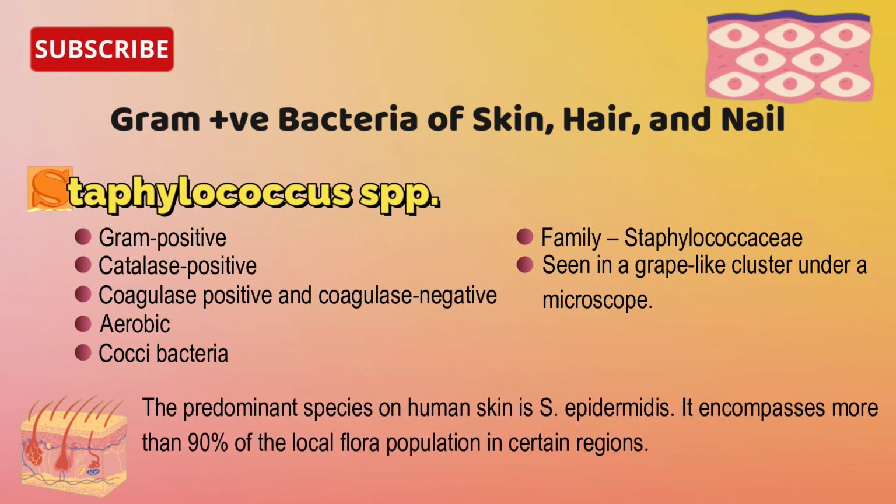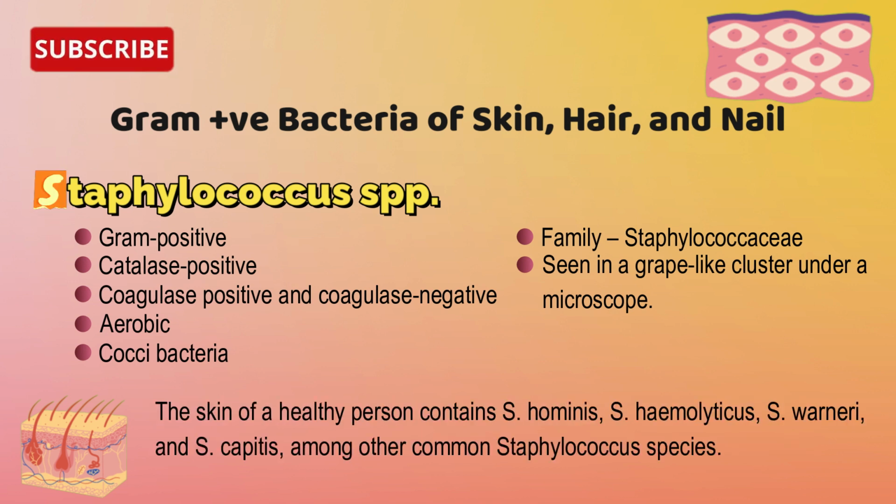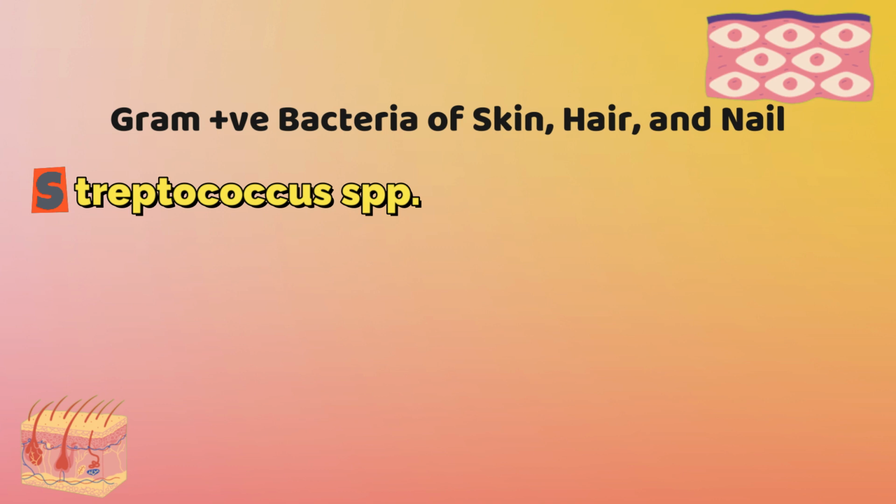The predominant species on human skin is Staphylococcus epidermidis. It encompasses more than 90% of the local flora population in certain regions. Another typical species found in the scalp, nose, perineum, vulva, skin, and hair follicles is Staphylococcus aureus. They make up from 10 to 40% of an adult person. The skin of a healthy person contains Staphylococcus hominis, Staphylococcus haemolyticus, Staphylococcus warneri, and Staphylococcus capitis, among other Staphylococcus species which are common.